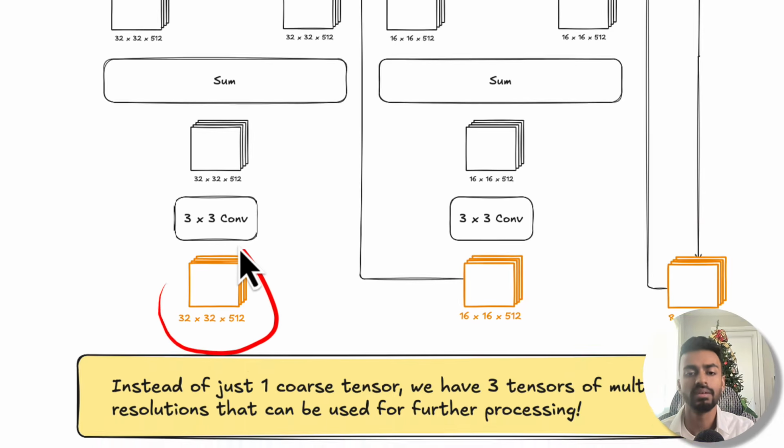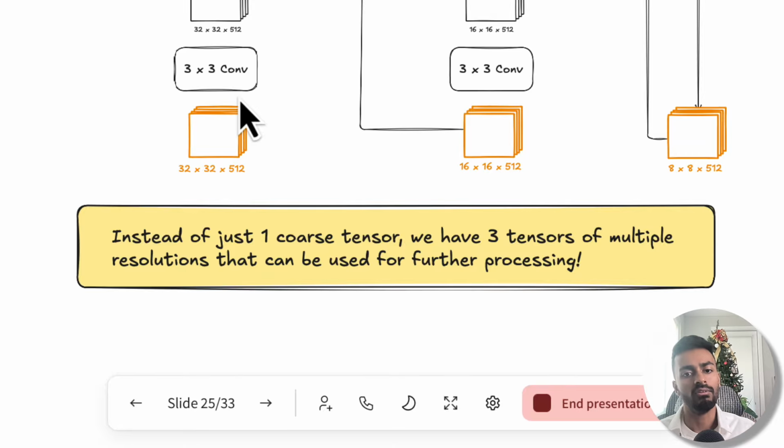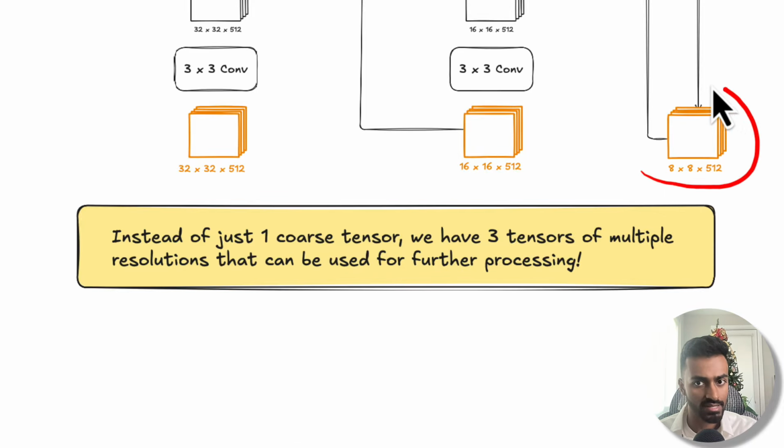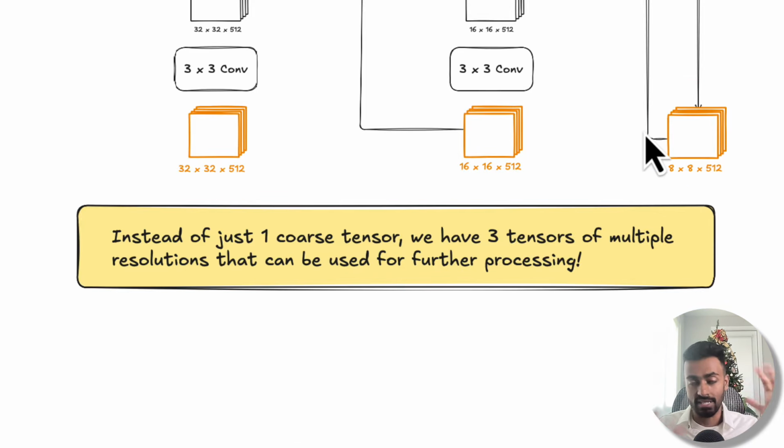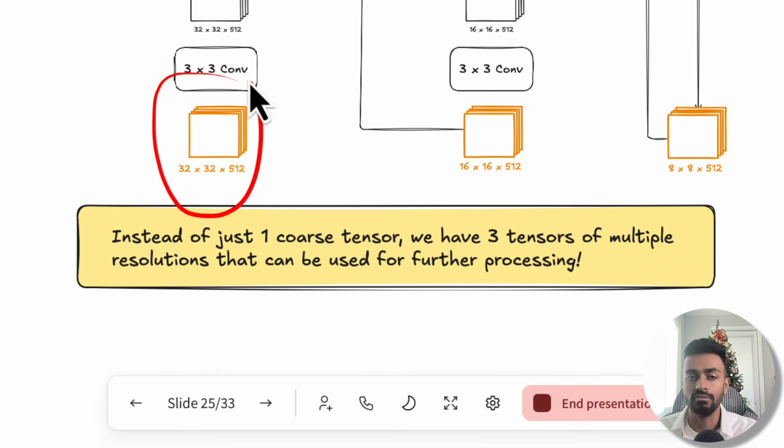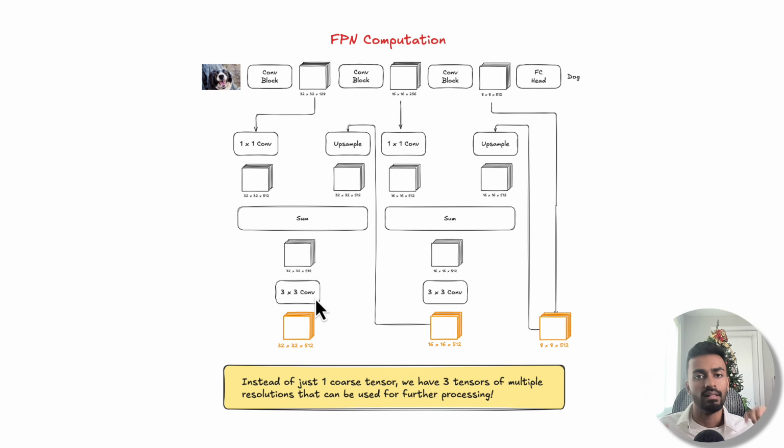this tensor. So you can imagine now, instead of just one coarse tensor, we now have 3 tensors of multiple resolutions that can be used for further processing. This is the coarse tensor, which can be great for detecting larger objects. And this is the finer tensor, which can be used for detecting much smaller objects. So let's now take a look at this in the entire Faster R-CNN training pipeline.